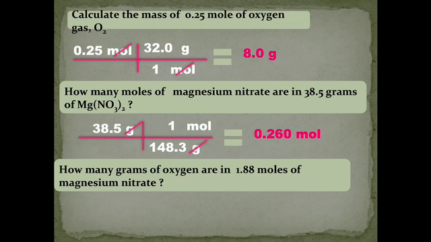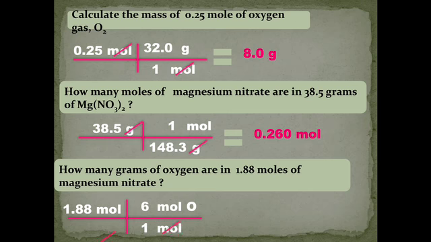How many grams of oxygen are in 1.88 moles of magnesium nitrate, which is the same substance we just worked with? So I take my known, 1.88, I need moles on the bottom so it'll cancel, and now I'm going to go to moles of oxygen. So we talked about this a little bit in the last video. There's 2 sets of 3 oxygen, so there's 6 oxygen for every mole of magnesium nitrate.